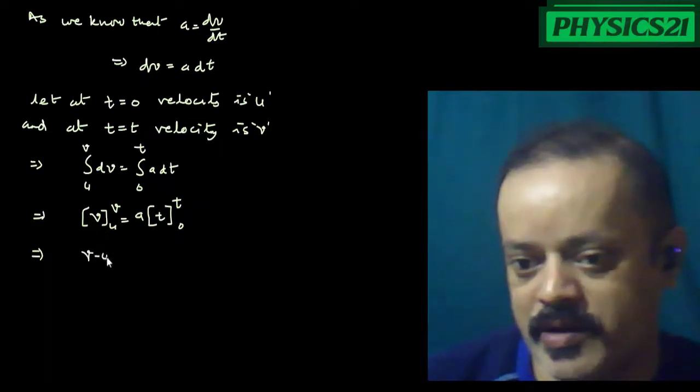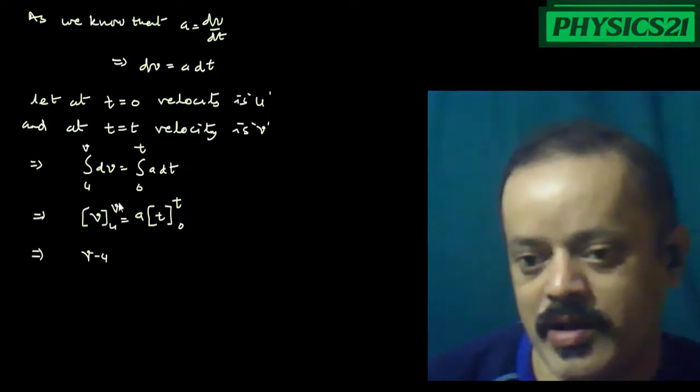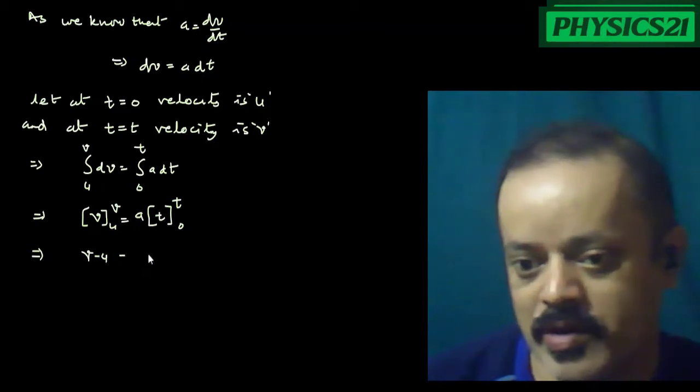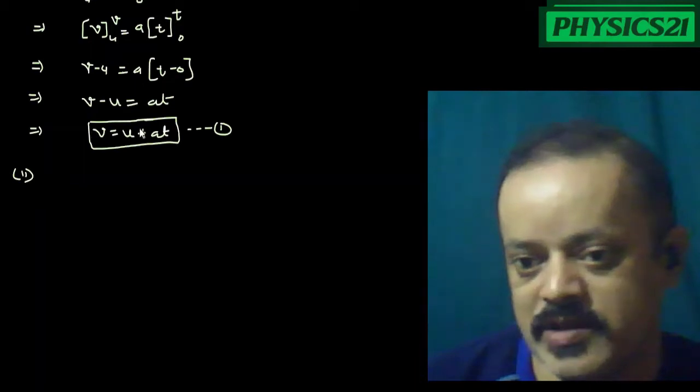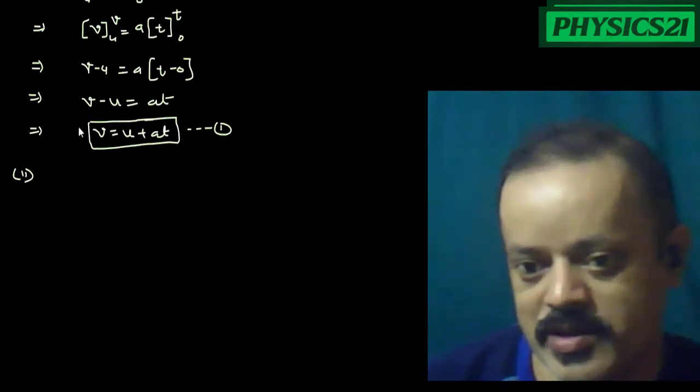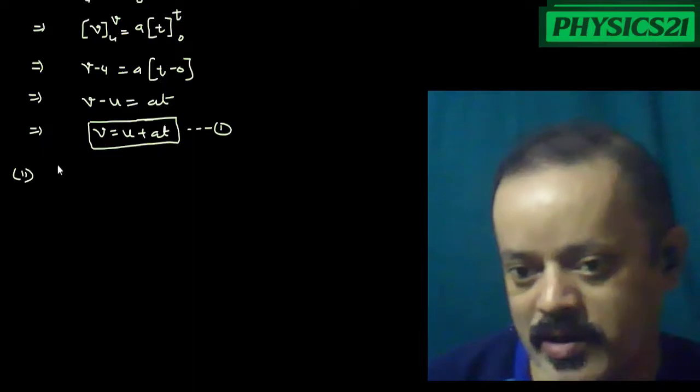So there is v minus u from the upper limit. In place of v, we substitute v, then minus, in place of v, we will substitute u. So we get v minus u is equal to a in bracket t minus 0. Now further simplify it. So we get v minus u is equal to at. It can be written as v is equal to u plus at, which is the first equation of motion by calculus method.